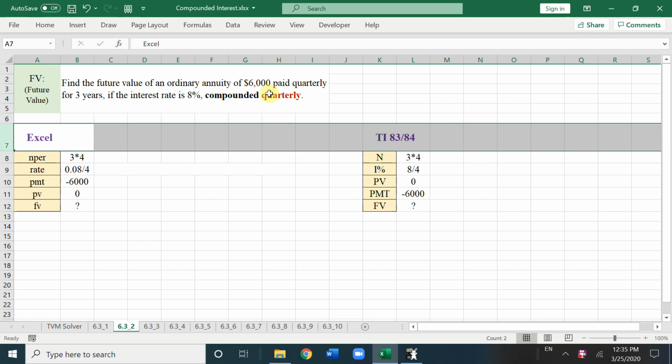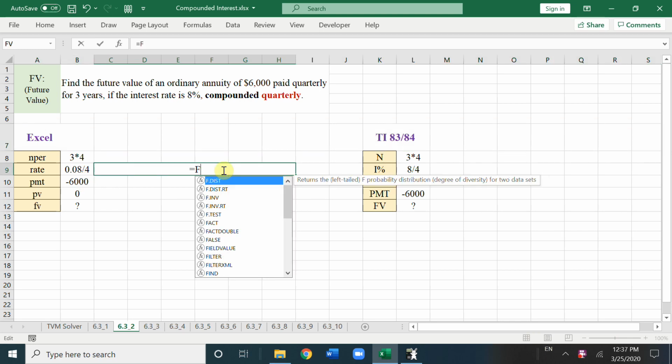The keyword after the compounded is quarterly. So every year has 4 quarters. So 3 times 4, 12 quarters. And the rate, this is the annual rate 0.08 divided by 4. For the calculator there is no percent symbol to add, so directly it is 8 divided by 4. And the payment is negative 6,000. This money is out of pocket.